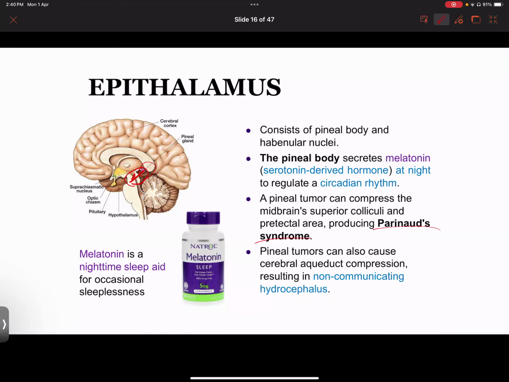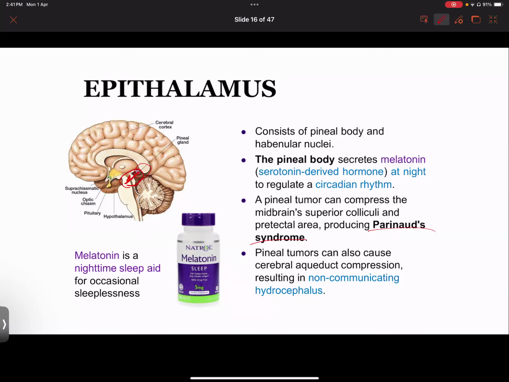And the pineal tumor is also going to compress the cerebral aqueduct, because the cerebral aqueduct is somewhere here, causing non-communicating hydrocephalus, because it's preventing the fluids from moving on. It's easy: pineal body, circadian rhythm, releases melatonin. If we have a tumor, it's going to compress the cerebral aqueduct, causing non-communicating hydrocephalus, and it's going to compress the superior colliculi of the pretectal area of the midbrain, resulting in Parinaud syndrome. That's all you need to know.